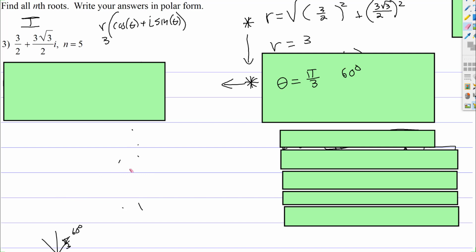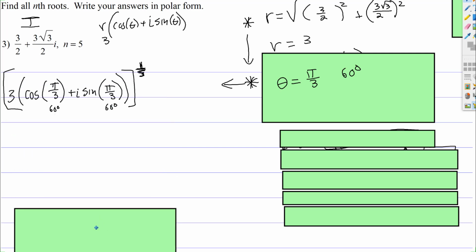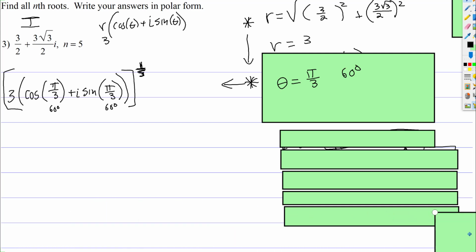All right, so once you've established what the theta is and what the radius is, there you have what the original setup would be. And you would need to write this setup. In brackets, 3 in parentheses, cosine pi thirds or 60 degrees, plus I sine pi thirds or 60 degrees, close parentheses, close bracket, to the 1 over whatever that n is, to the 1/5 power. Because we're finding the nth root. So the fourth root, the fifth root.